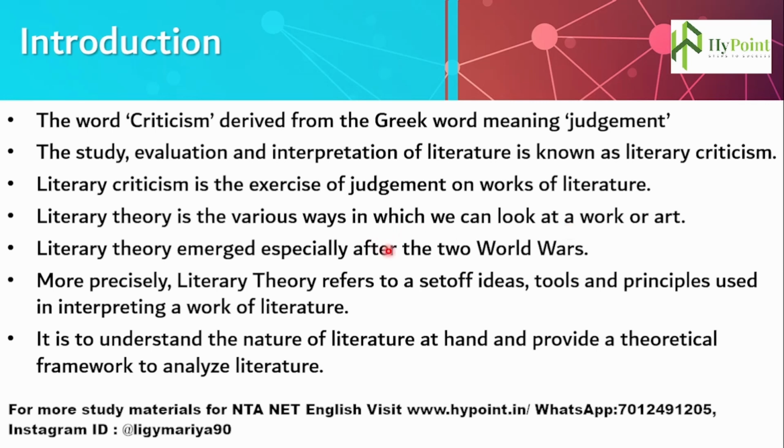Literary theory emerged especially after World War II, or after the two world wars that happened in the 20th century. Up to the 20th century, it was mainly literary criticism that was prevalent: critics would come and pass judgments upon works of literature or the general literature of a particular age, or they would criticize a particular work, or lay down certain rules to criticize a work. In that way, literary criticism was more or less prevalent up to the 20th century. But after the two world wars, a lot of literary theories emerged, the ways in which we can interpret various works.